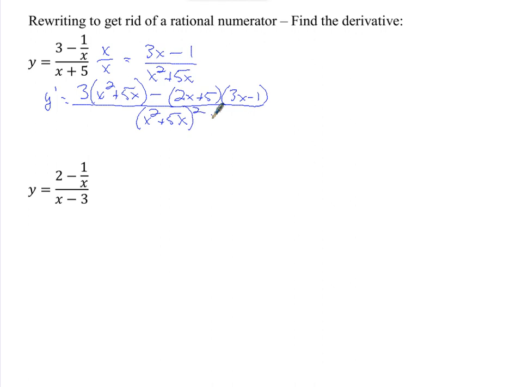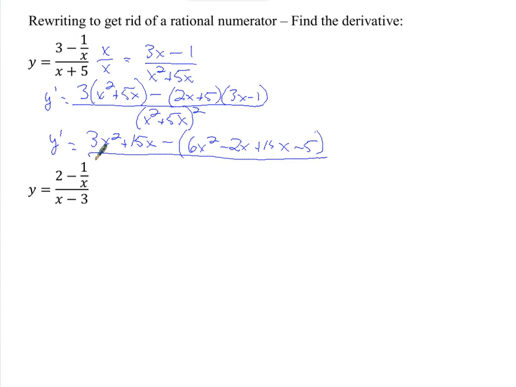The derivative is taken, which means the calculus is over. Now we have to do algebra. Y prime, don't say yuck, equals 3x squared plus 15x. Algebra isn't that bad. Minus, and I'm going to use parentheses to help me remember that this is a minus sign. So open up parentheses and then FOIL. 2x times 3x is 6x squared minus 2x plus 15x minus 5. All divided by x squared plus 5x squared.